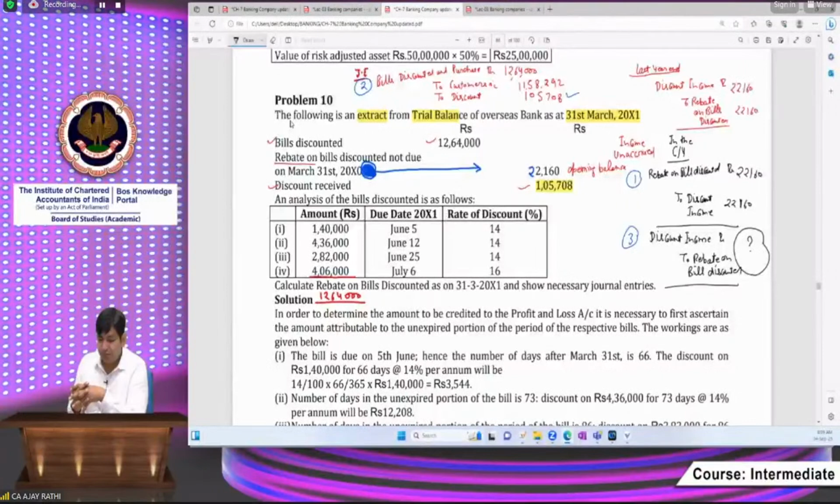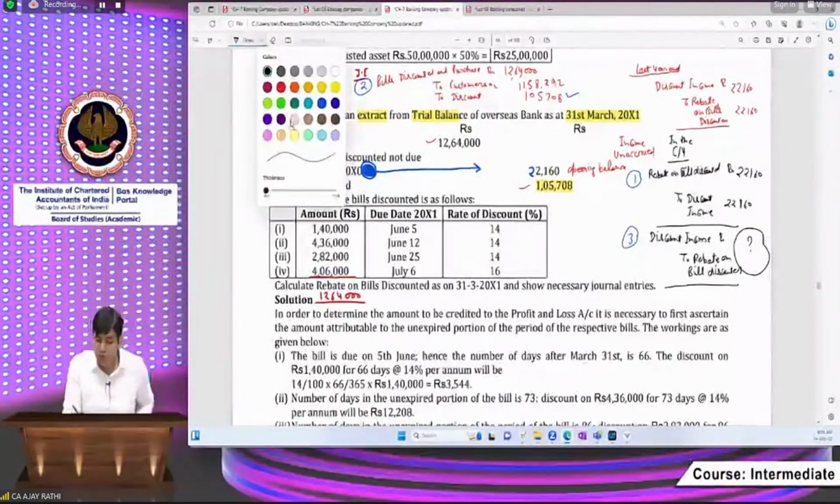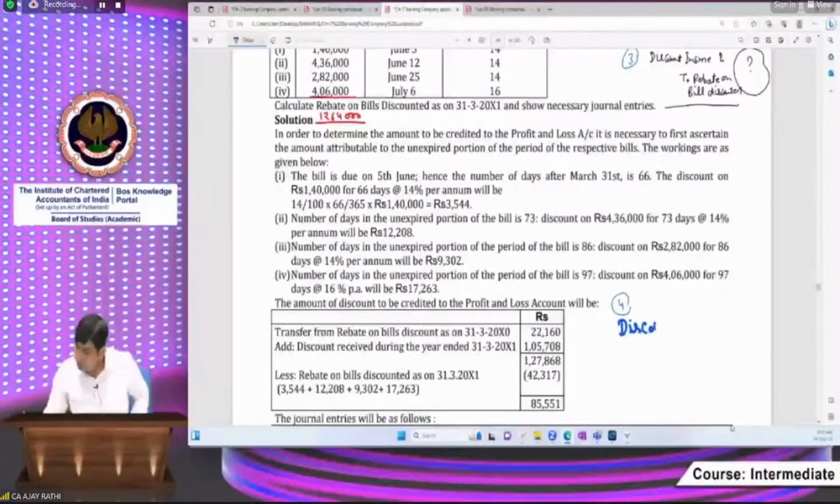The fourth entry will be there for the balance amount of the discount account that will be transferred to P&L. Can I do the last entry? Yes, sir. The last entry will be there. Number 4: the remaining amount of discount will be transferred to P&L.